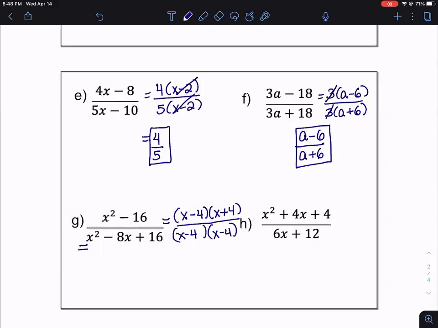Okay, so the x minus 4 will cancel with the x minus 4. I just like to go with the first ones I see so I can keep track. These are not the same, even though they look the same. And so that is our answer. So any questions?